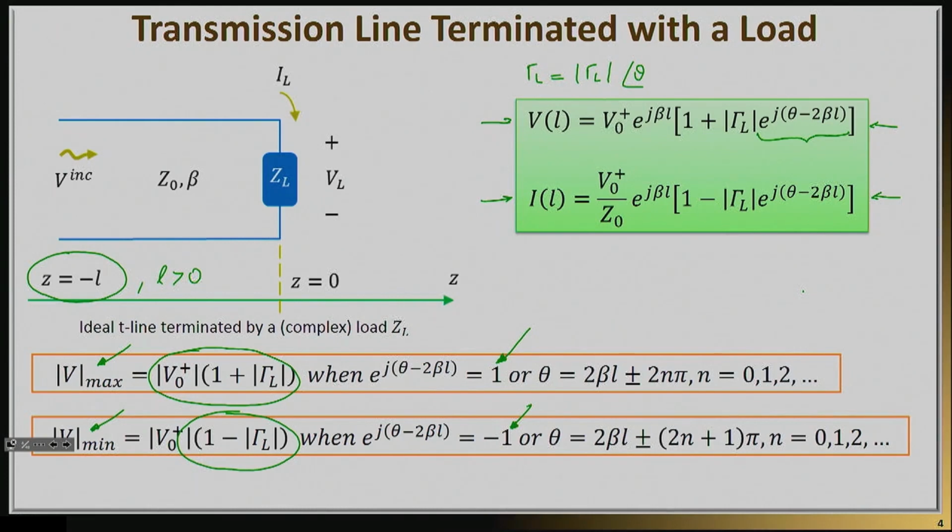Once again, I want to emphasize that these are voltage magnitude maximum and voltage magnitude minimum. At every single location of the transmission line, of course, you will have the voltage being a function of time and the current being a function of time. But if you check the voltage magnitude at each one of these locations, you will find out that it's actually different.